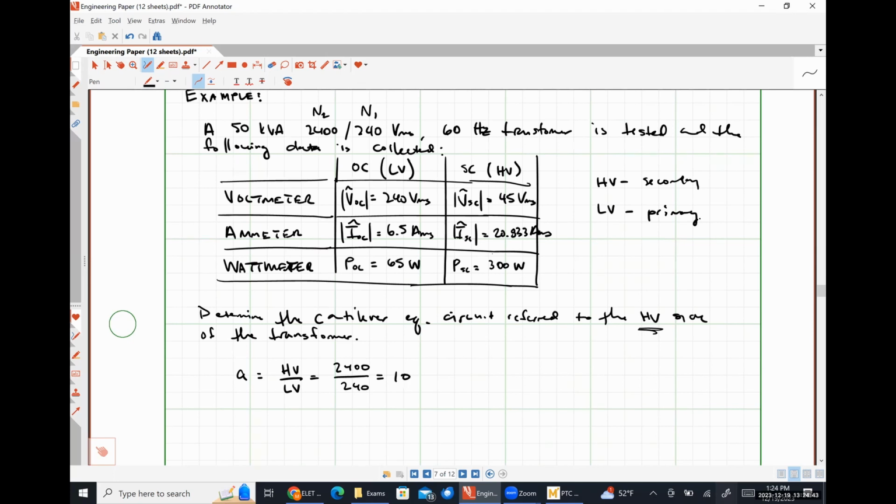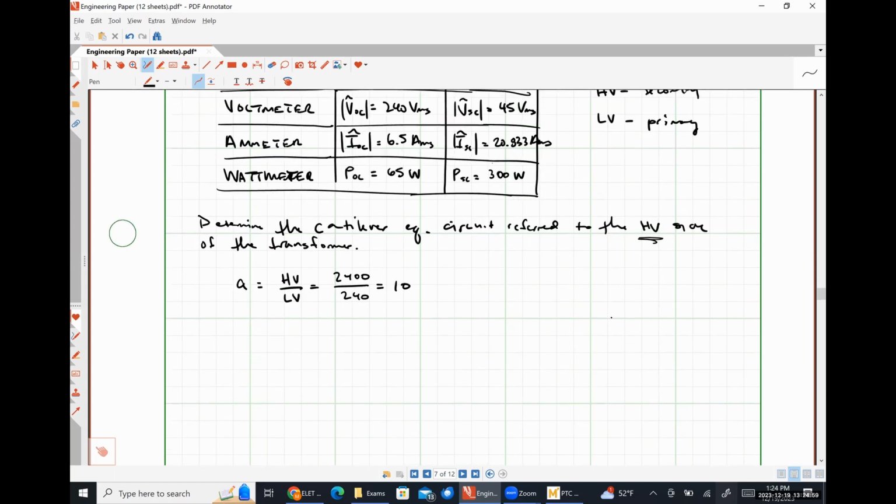Okay, so let's calculate our high voltage things from the jump. Let's use the results of our short circuit test. So we go back here in the notes. From the short circuit test, we know that REQ referred to the high voltage side is going to be the short circuit power divided by the magnitude of the short circuit current squared.